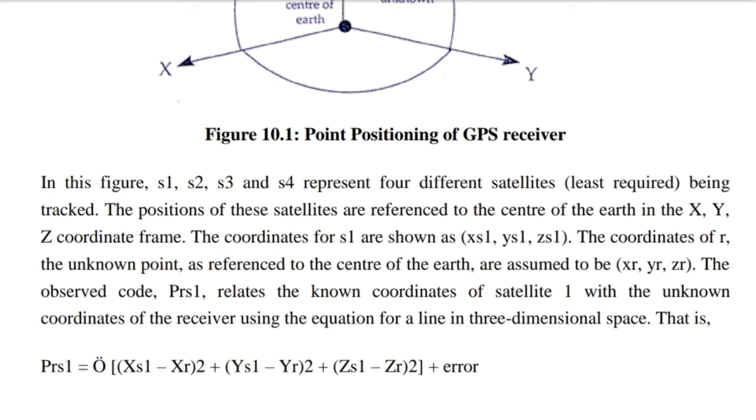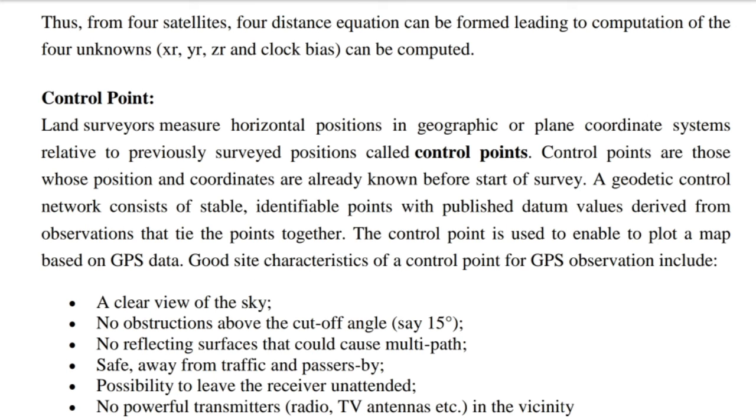using the equation for a line in 3-dimensional space. Thus from 4 satellites, four distance equations can be formed, leading to computation of the four unknowns XR, YR, ZR and the clock bias.